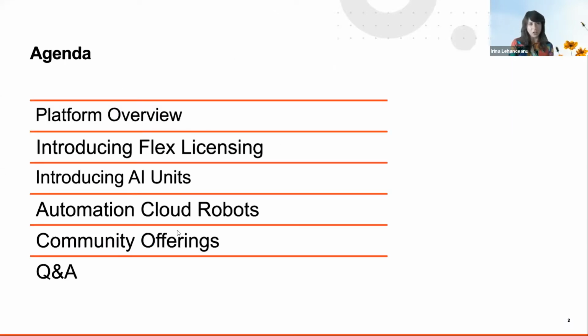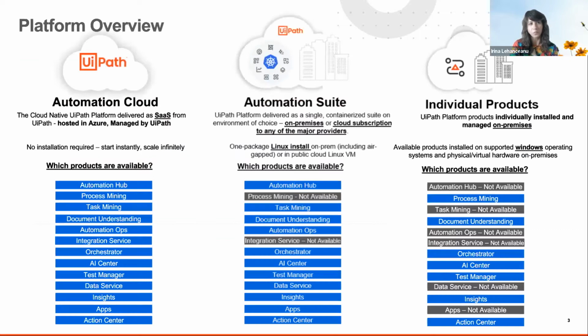Now, on the agenda today, we will go a little bit through the platform overview. We will talk about Flex licensing, which is our latest and greatest release. We have introduced AI units, a common consumption metric, and automation cloud robots, which are the fully cloud-hosted robots. We will treat the community offerings and again, the questions.